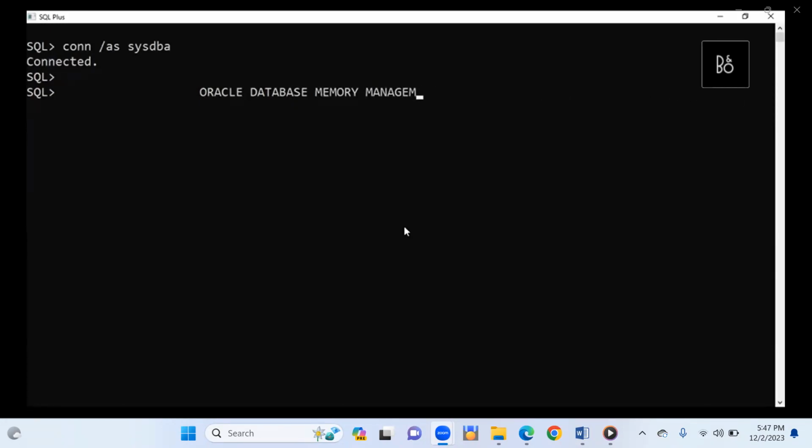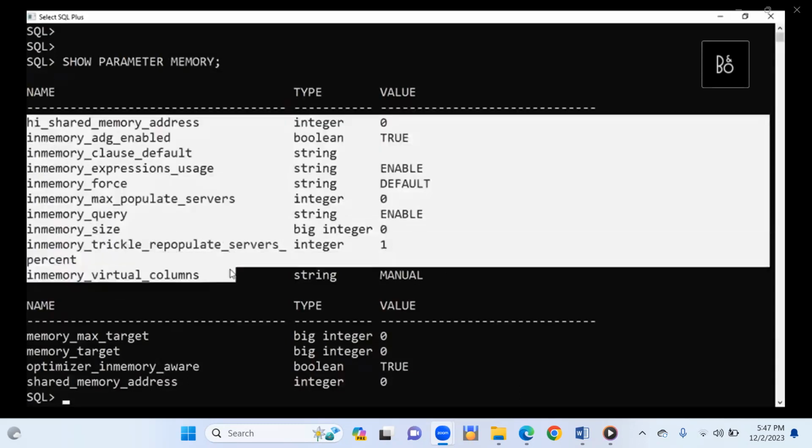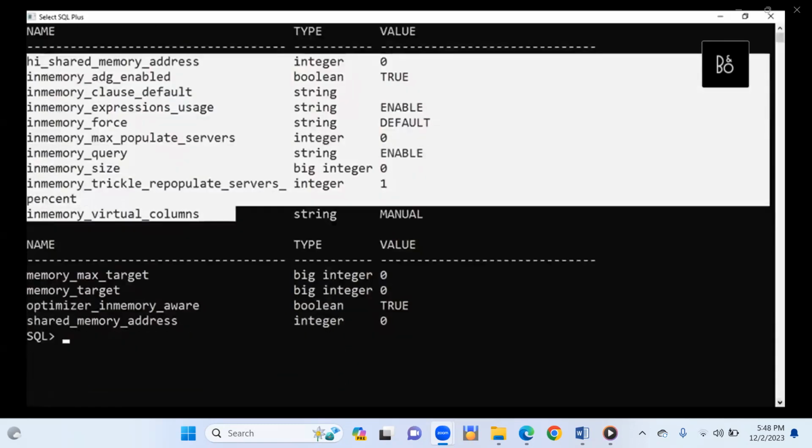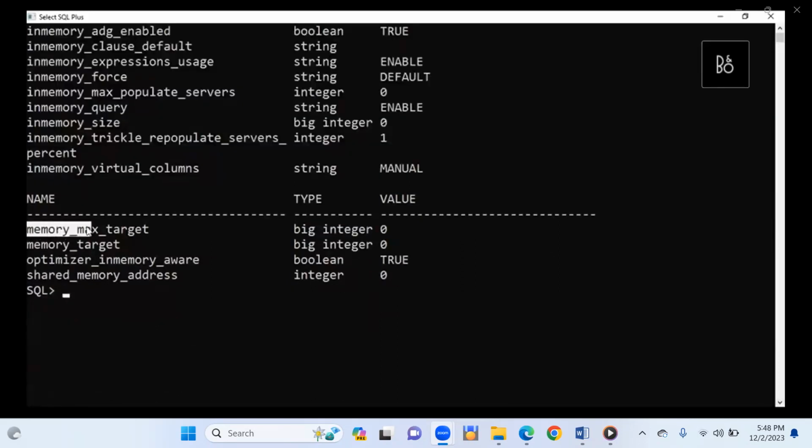One thing we can do here is show you the combination. We have this command, show parameter memory. If I press enter, you can see that we have a lot of information, a lot of parameters involved. This is the memory. But I don't want you to concentrate so much on the upper part. We have the lower part here.